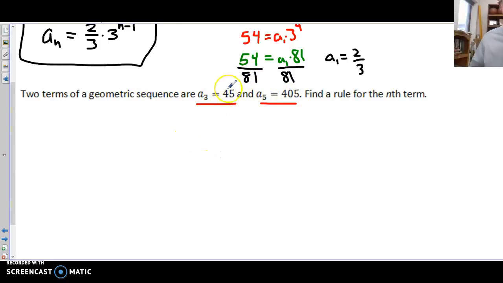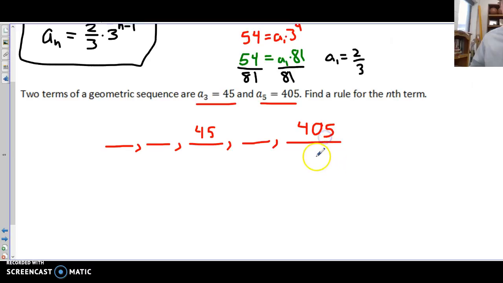I'm going to think to myself, okay, I know I've got this sequence. I'm just going to put some blanks. There's a term, another term, another term, okay. And I think about, well, what are these terms? I know that the third term is 45, okay? And I know that the fifth term is 405.